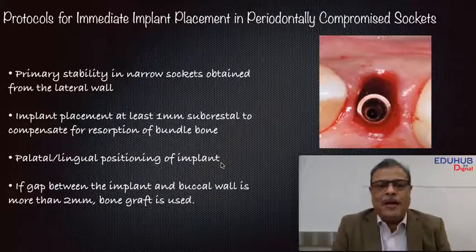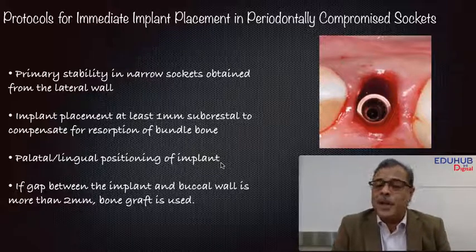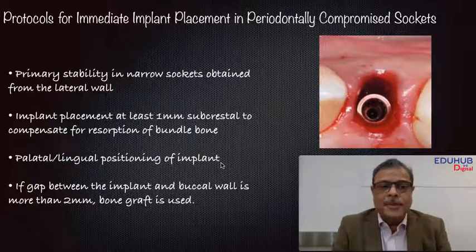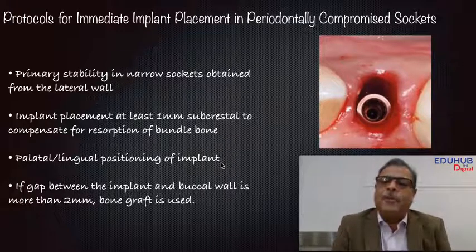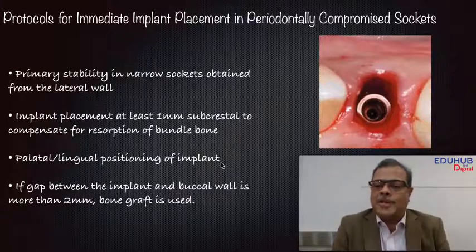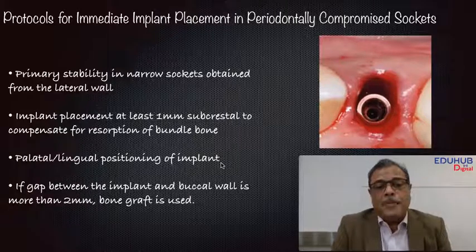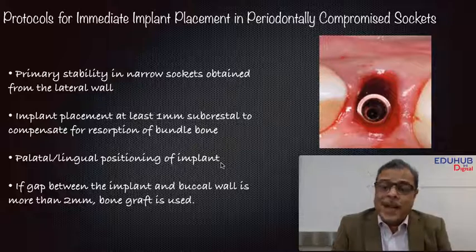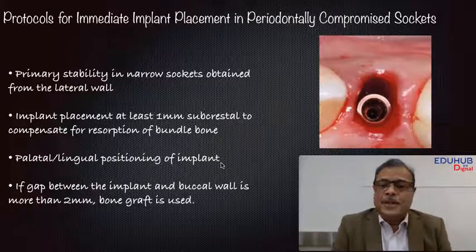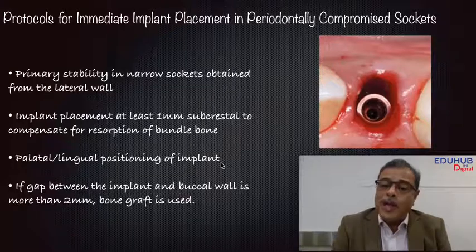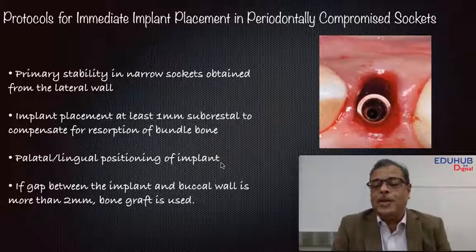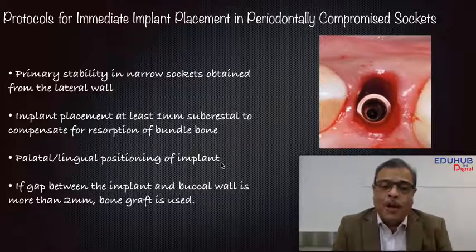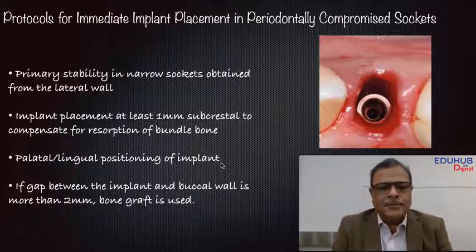Try to keep the implant at least a millimeter subcrestal to compensate for the resorption of bundle bone. It could be less than a millimeter as well, depends, because it can't be uniform. You know, the socket wall is never uniform after extraction. Implant placement subcrestal will help. The implant should be placed bodily towards the palatal or the lingual, leaving a gap in between the buccal wall, because the buccal wall is usually the thin wall and you don't want to pressurize this area.